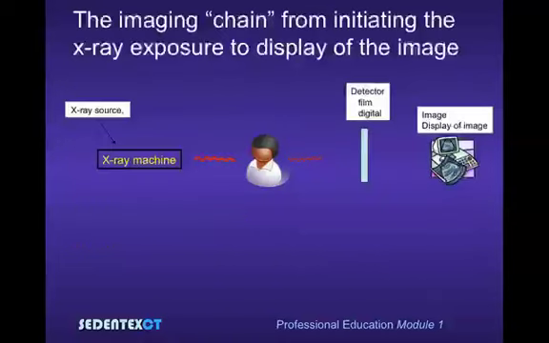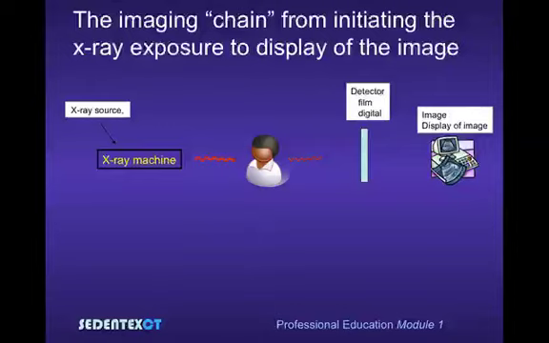The first thing to say is that it's helpful to understand the concept of the imaging chain from the initiation of the X-ray exposure through to display of the image. Here we see this diagrammatically. On the left, the X-ray machine, the patient, then the film or digital detector, and finally the way we display the image.